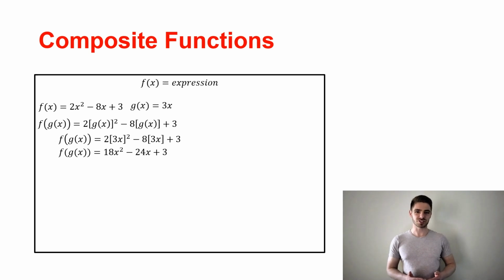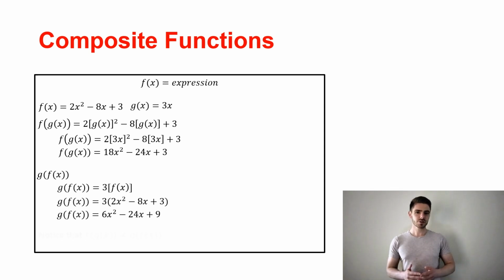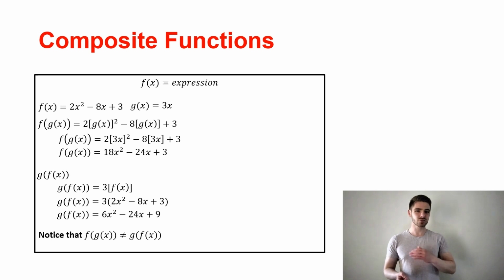The other composite function that we can create is g of f of x. The same concept applies here. We're going to go through g of x, and everywhere that we see x, we're going to replace it with f of x. And again, we'll simplify this result. It's worth mentioning that f of g of x is not the same thing as g of f of x. So pay close attention to what composite function you're actually supposed to be finding in your exam.